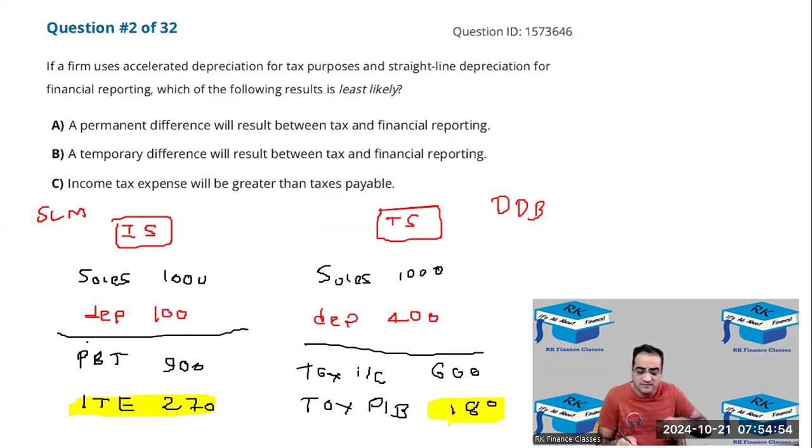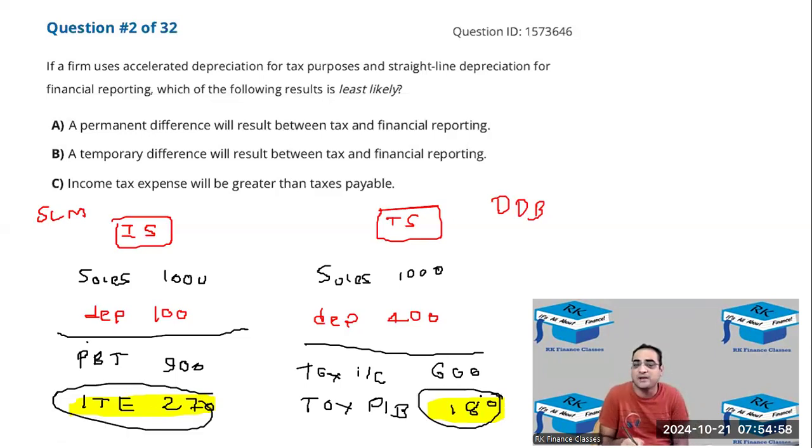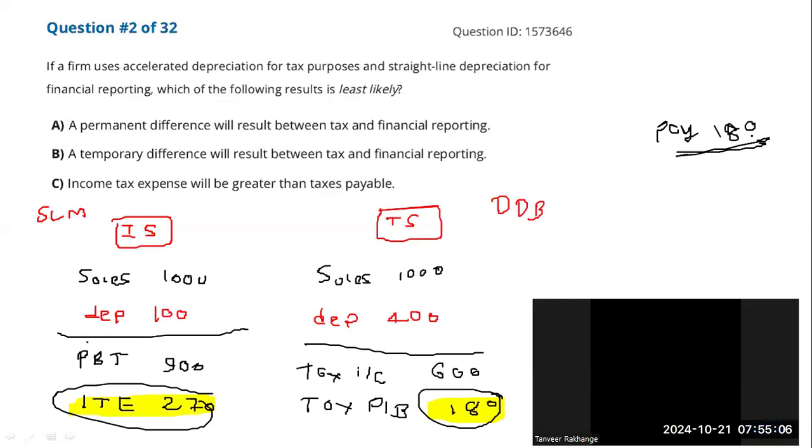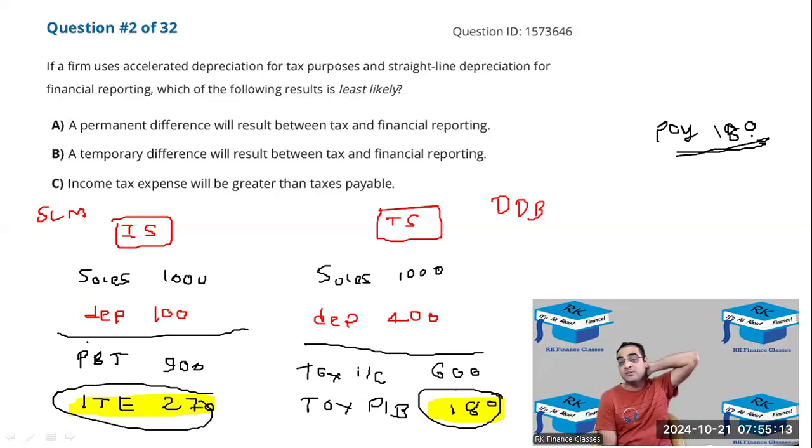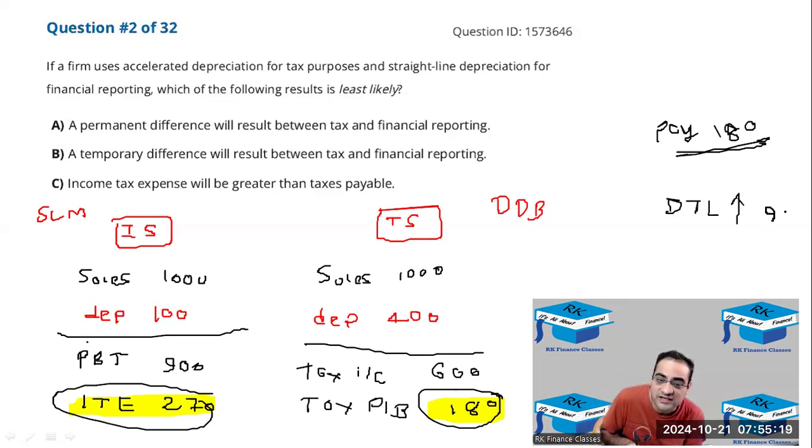But what about the 90? Because our calculation is 270. You are saying pay 180, so we'll pay 180. But what about the remaining 90? Yeah, Tanvir, what about the remaining 90? It will be added, like the remaining 90 we'll have to pay later on. That means you will be liable to pay that in the future. It will create a deferred tax liability of 90.